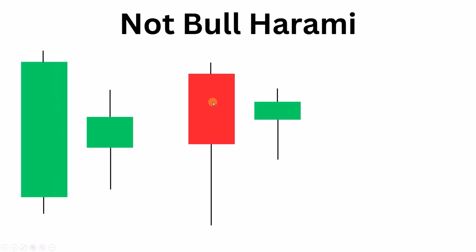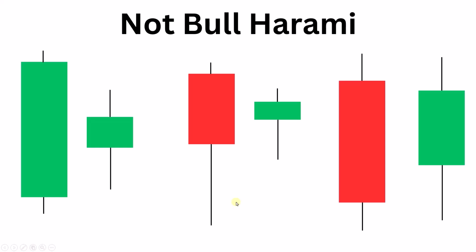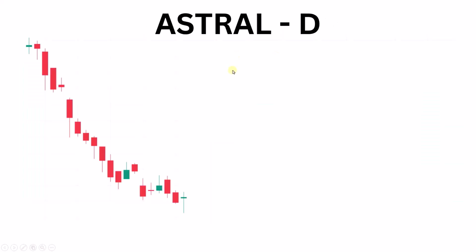Okay, so here we wanted the red candle to be a big red candle, and here we wanted the green candle to be a small bodied candle, and so these are not considered as bull haramis. Okay. Now let me show you two charts.